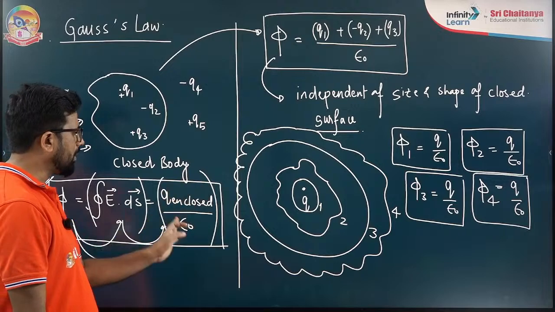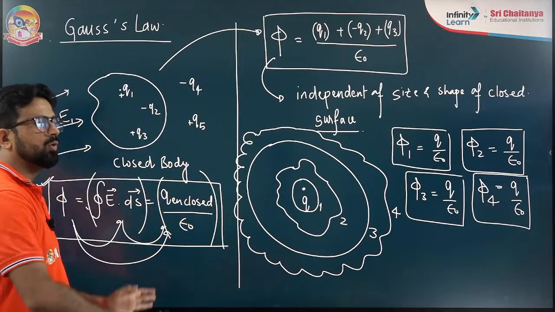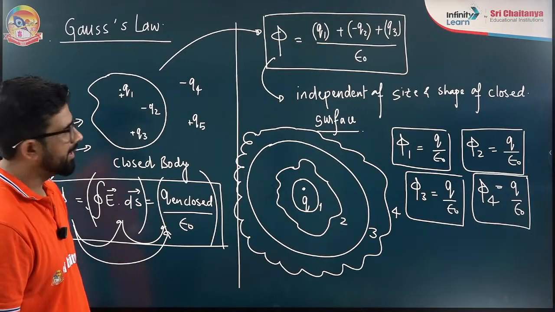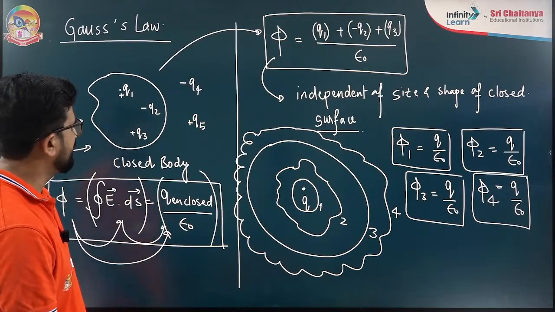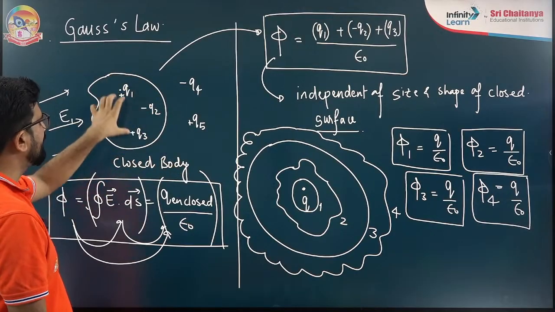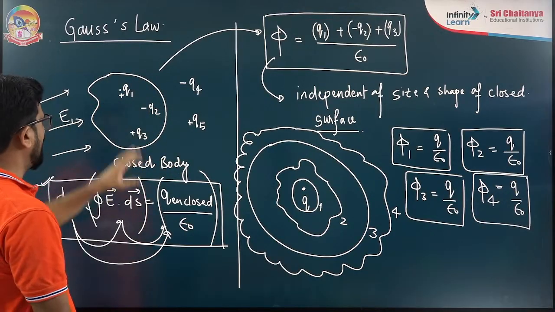Now come to the second thing: phi is equal to Q enclosed by epsilon naught. That means it depends only on how much charge is enclosed inside the body. Suppose a closed body is there; how much charge is present in it?